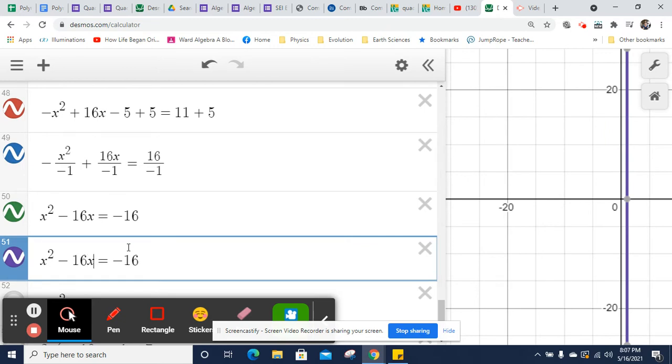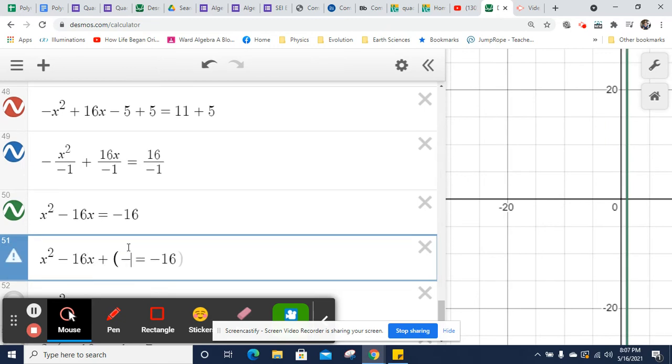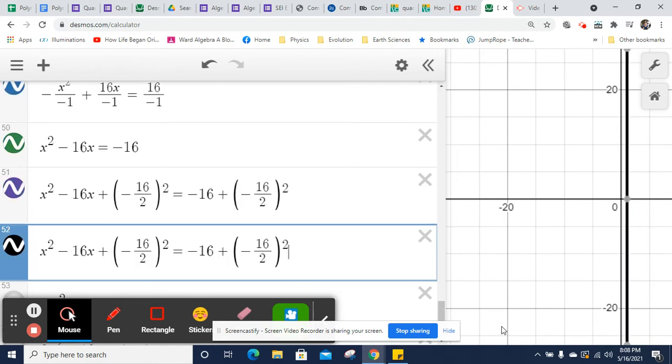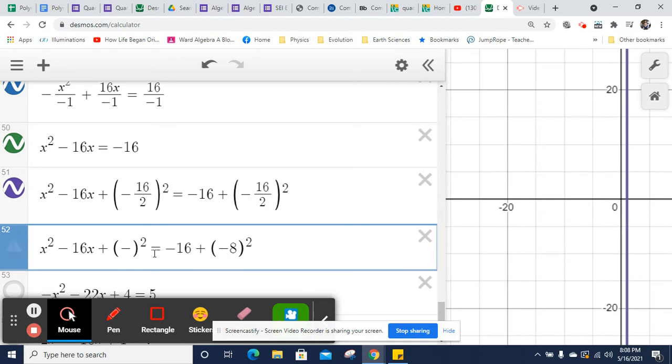So we're going to take negative 16, we're going to take half of it, and we're going to square that. And we're going to do that in 2 places. We're going to do it on both sides to keep the equation true. Okay, now we start tidying up. On the negative 16 over 2 is just negative 8. So I'm going to turn that into a negative 8.